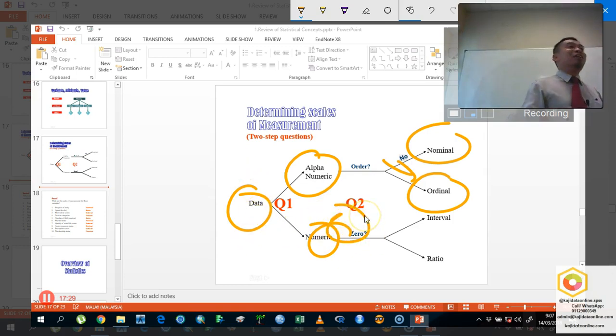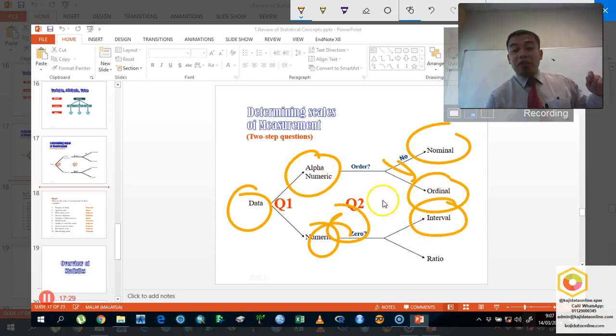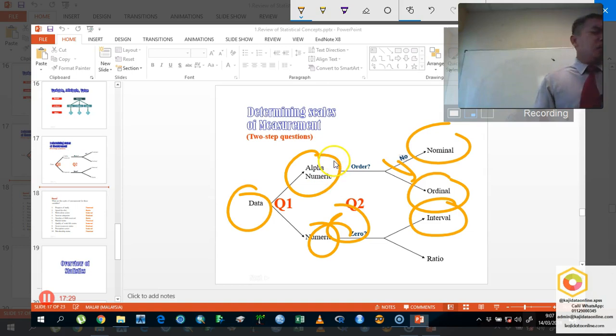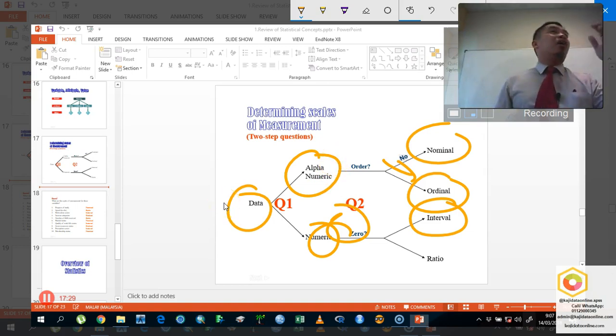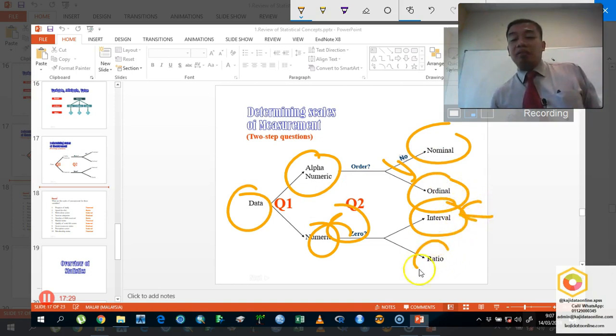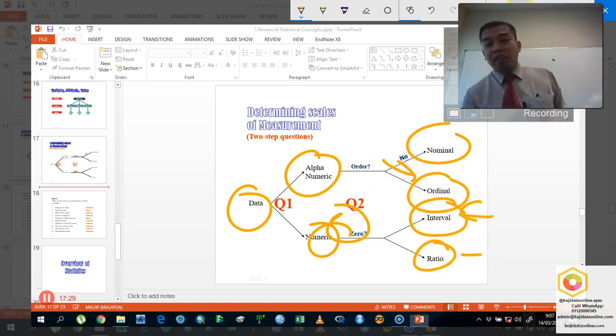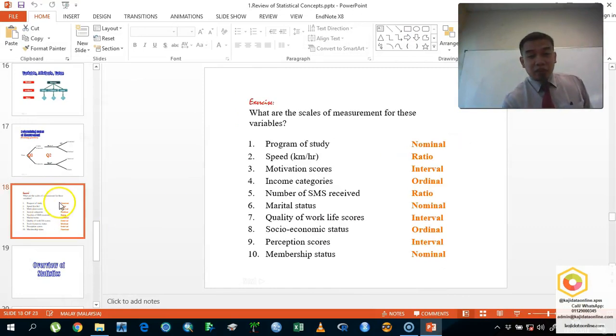The next one is the zero. So the zero means that your numeric data has a zero or not. If your zero is not there or the zero does not contain any meaning, then we call it an interval, and if it has meaning, we call it a ratio. Okay, let us take an example.